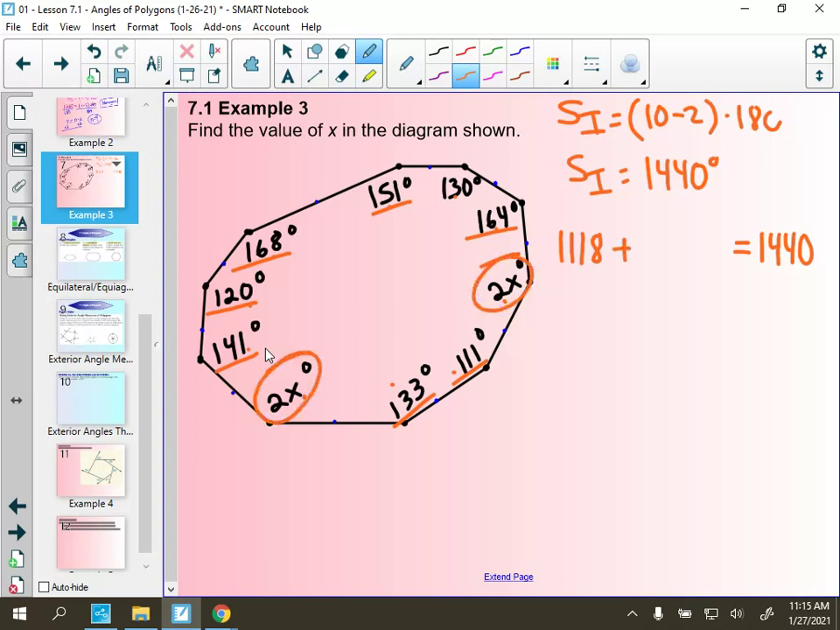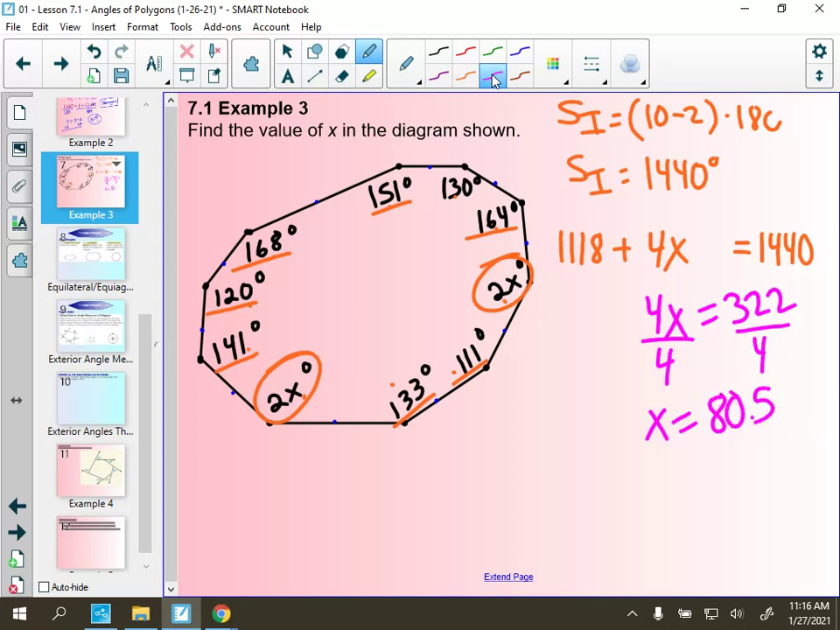Now I'm not done, because obviously I've got this 2x and this 2x to account for. There's two of them, so hopefully you're okay with me just saying 2x plus 2x is 4x. So I'm left with, on the left side, my 1118 plus whatever 4x comes out to be needs to come to a total of 1440. So we've got a relatively decent two-step solve. I won't show every single step, but I'm going to subtract 1440 minus 1118. I'm getting 4x equals 322. Divide both sides by 4 to get x equals, not terrible, 80.5.